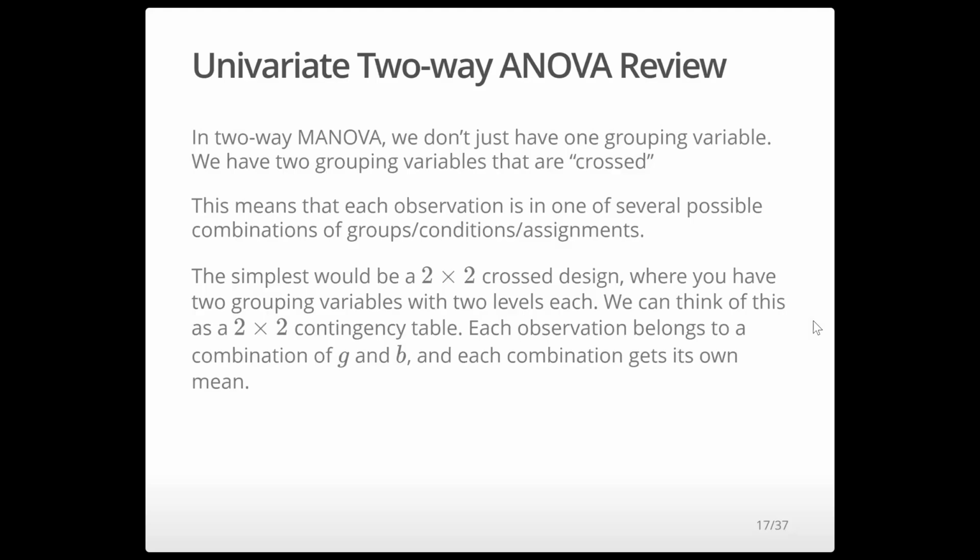So that's effect size, which we'll talk a little bit more about as we talk about two-way ANOVA, or two-way MANOVA. In two-way MANOVA, we don't just have one grouping variable, we have 2 grouping variables that are crossed. This is the same thing as in two-way ANOVA. That means that each observation is one of several possible combinations of groups or conditions or assignments. We call this a 2x2 cross design, and we can think of it like a 2x2 contingency table.